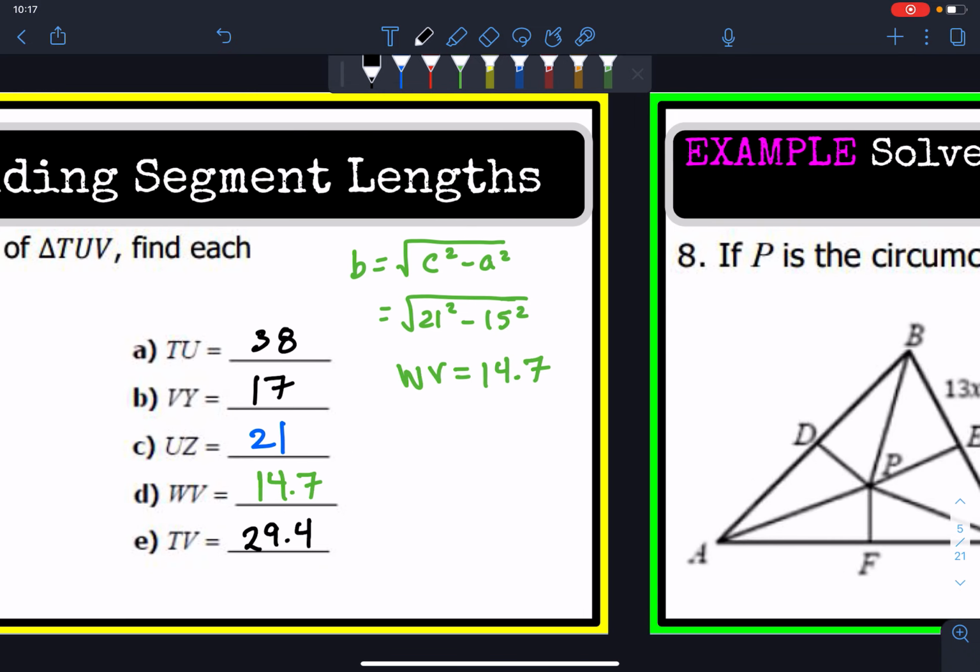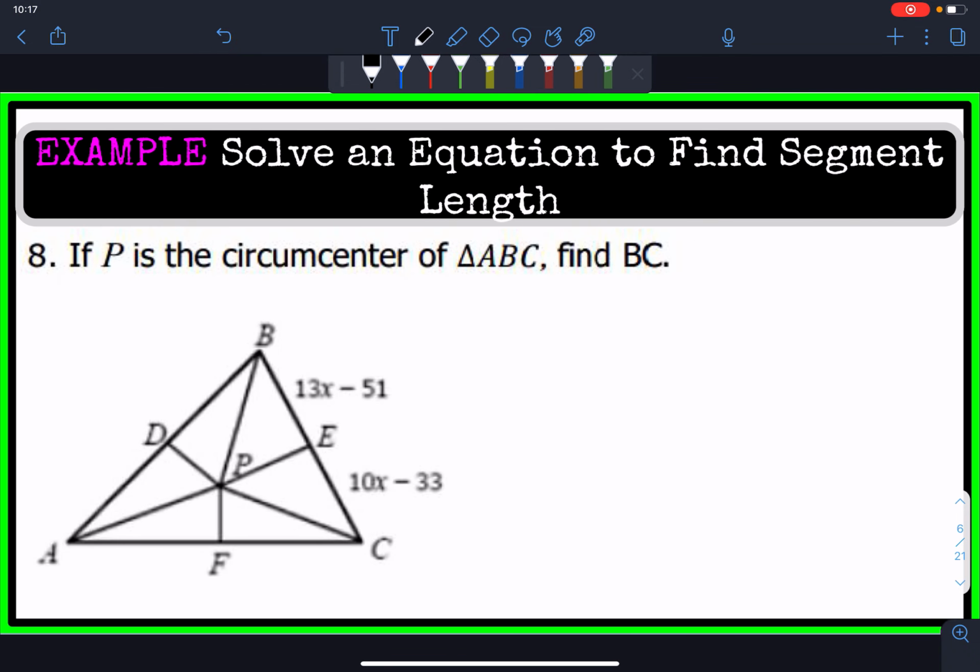So now let's look at solving an equation to find the segment length. Here we want to figure out the distance from B to C. Well, the distance from B to C is going to equal the distance from B to E plus the distance from E to C. So what I need to do is first figure out the value of X, plug it in here, and because E is in the middle, these two sides are equal, and just simply add that number twice or multiply that solution by 2.